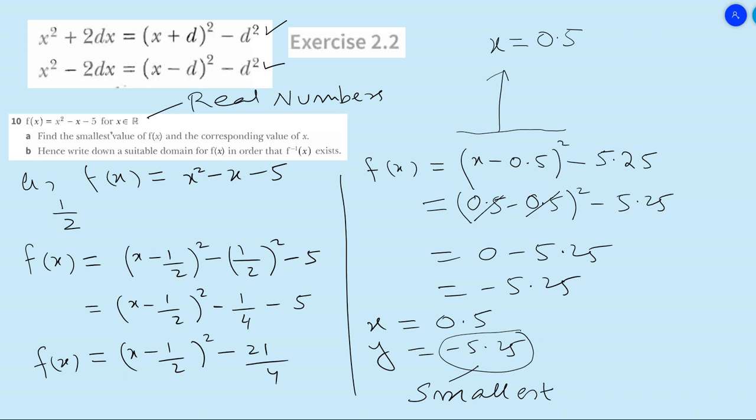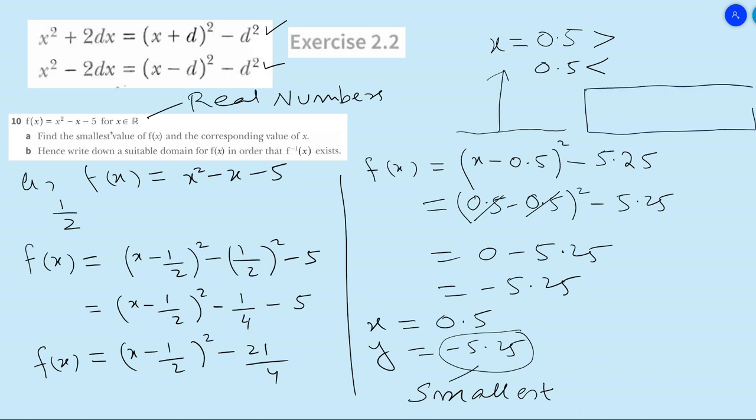Why? If I put a value which is greater than 0.5 or less than 0.5, we will get an answer greater than minus 5.25. So the smallest value occurs only when x equals 0.5. Hence, our answer is, what is the requirement of the question? I am writing the final answer over here.